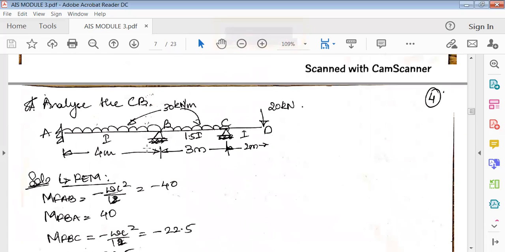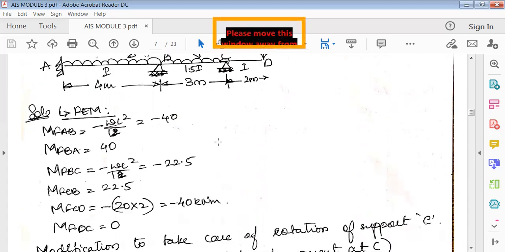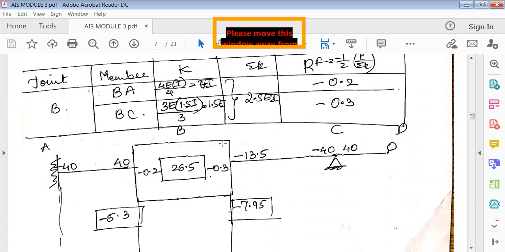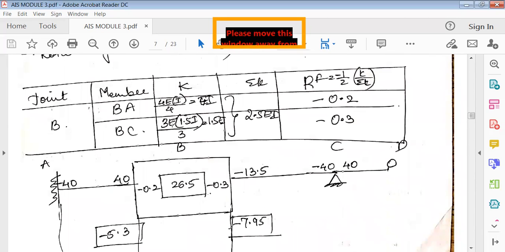So joint B connects BA and BC. BA is a fixed support, so 4 EI by L. BC, this is BC, it is a simple support. Because it is a simple support, it is 3 EI by L. You can see here it is 3 I by L. So be careful with the I. So once you get this, then summation K is equal to 2.5, and rotation factor is minus half into K by summation K. Okay, once you find out this, next is the rotation contribution.